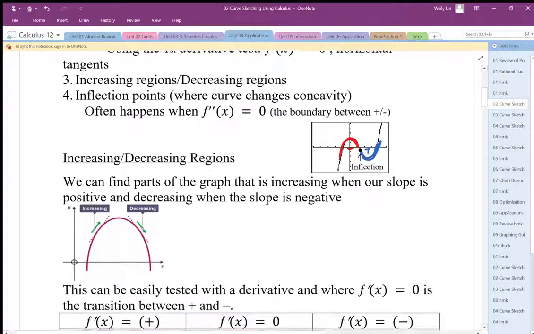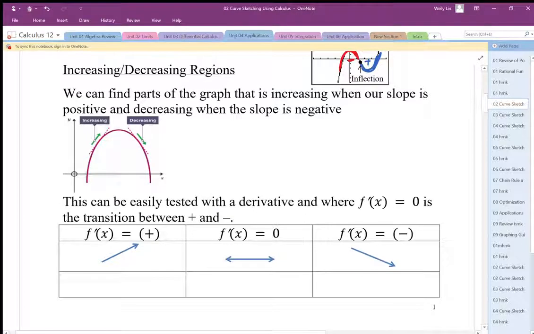So we're going to show the increasing and decreasing regions using a slope chart. Okay, so basically we want to know where the graph is positive and negative, and the transition between positive and negative is when the slope is equal to zero. Okay, so this is what the key then is: we're going to look for where the slope is equal to zero.